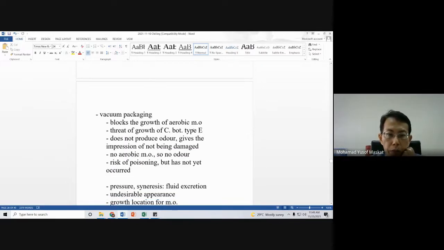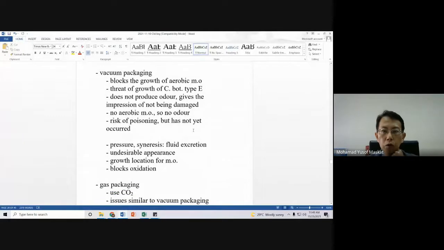Vacuum packaging again blocks the growth of aerobic microorganisms. But there is the threat of growth of C. bot, Clostridium botulinum type E, because Clostridium botulinum is anaerobic. It can grow even without oxygen. So when we use vacuum packaging, it pulls out the air, but C. bot can still live, can still grow and produce toxins. Because it is quite common in seafood, that is why it is a concern when we use vacuum packaging.